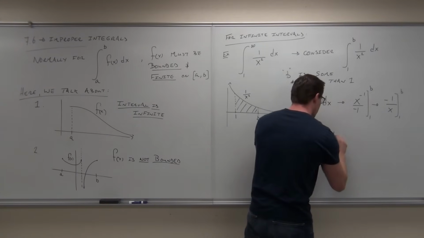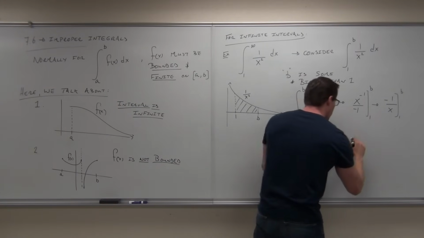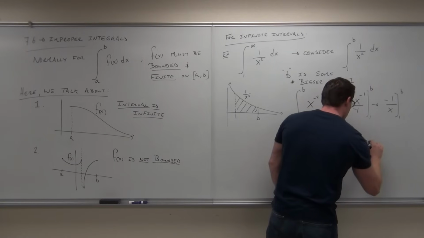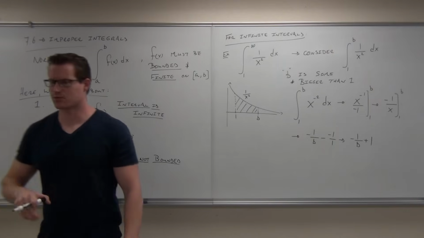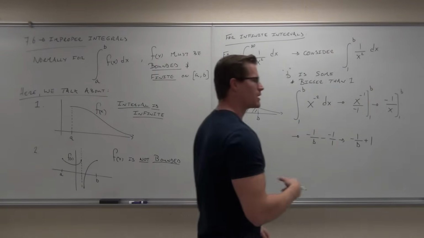Negative 1 over 1. Okay, let's clean it up. Negative 1 over b plus 1. Show of hands, feel okay with that so far? That's easy, right? I mean, we've been doing this since Calculus 1. This is nice. Now, here's the issue.